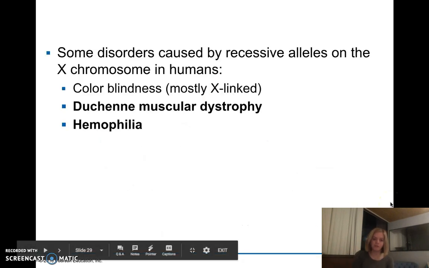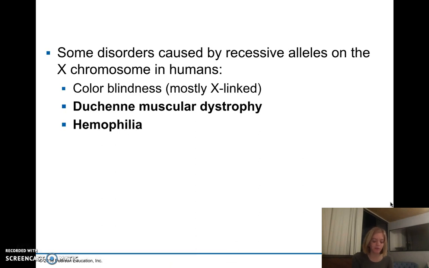There are quite a few disorders caused by recessive alleles on the X chromosome in humans. So remember, if it's located on the X chromosome, that means that it's going to be much more common in males than females. One is color blindness. Many types of color blindness are X-linked. The most common is red-green color blindness. You should talk to your male friends, or brothers, fathers, etc., and see if any of them are colorblind.